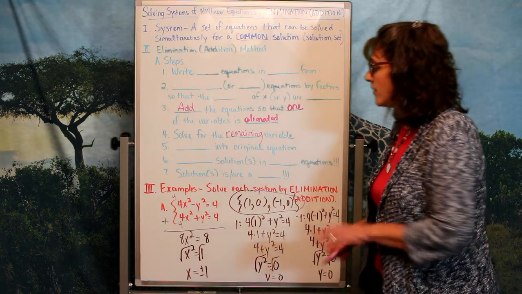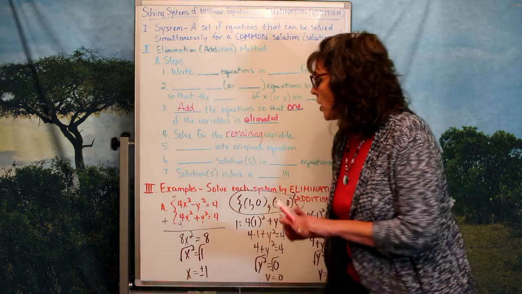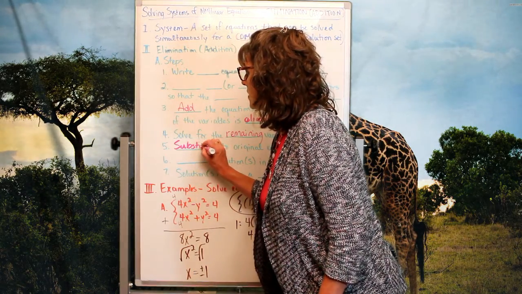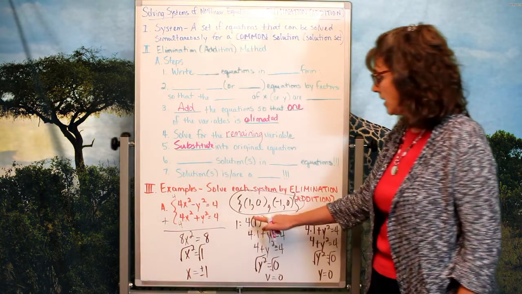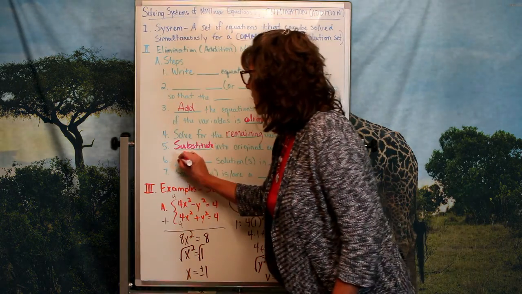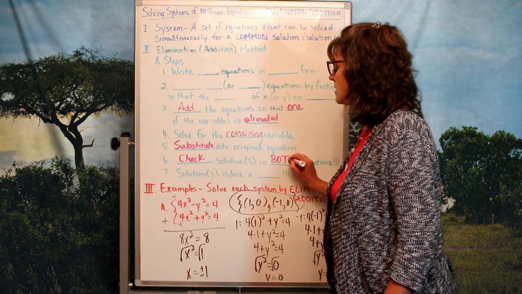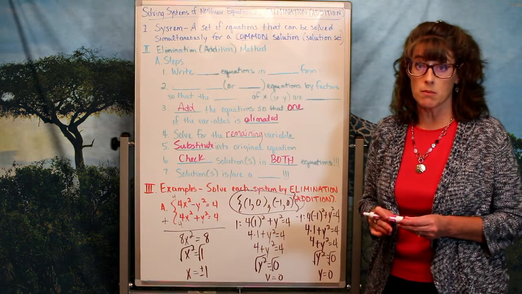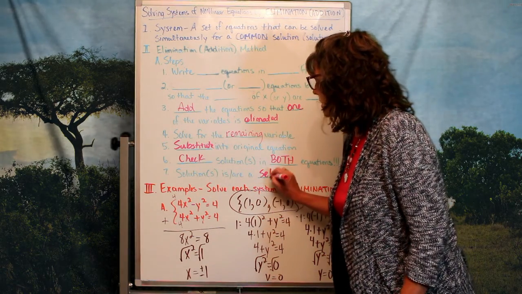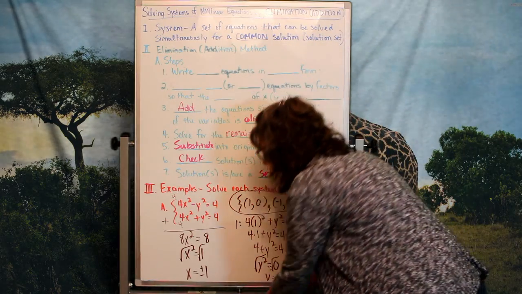So, filling out the rest of our notes, once you solve for that remaining variable like we did here, we're going to substitute it into the original equation, just like we did right here. And then remember that we need to check the solutions in both equations because it has to be a solution to the system, not just one of the equations, but in both. And just remember that a solution is a set, and that's why I put the braces around it. Now, let's take a look at our next example.